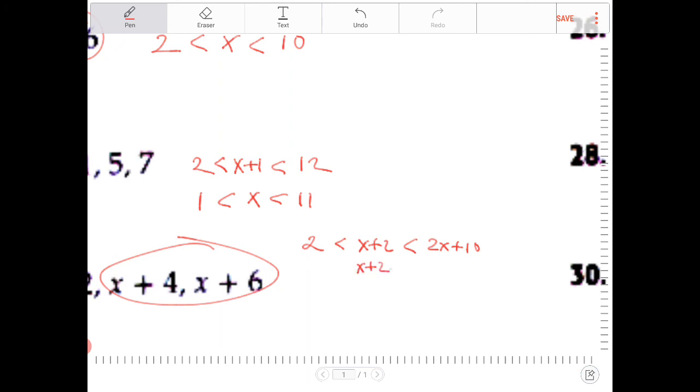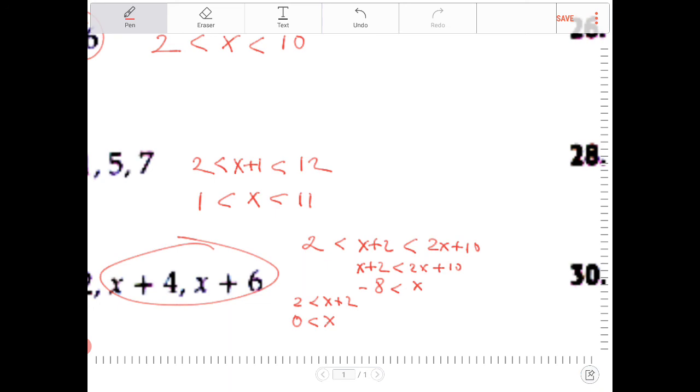So I have x plus 2 is less than 2x plus 10. If I go through this, okay, and I subtract x from both sides, I get x. Subtract 10 from both sides, I get x is greater than negative 10. I'm sorry, negative 8. And then I do this one right here. 2 is less than x plus 2. Subtract 2 from both sides, so I got 0 is less than x.